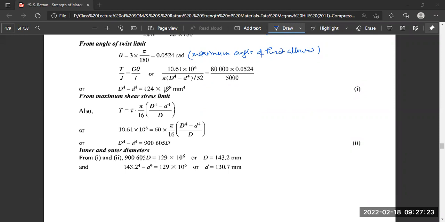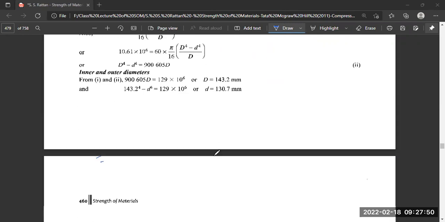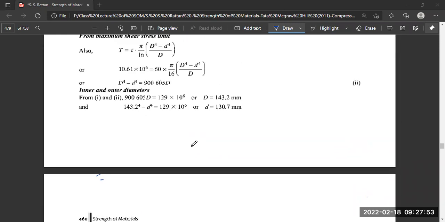900,605 D is equal to 124 into 10 to the power 6. It is wrongly written, actually it will be 124 into 10 to the power 6. So here, capital D is equal to 143.2 millimeter. That is the outside diameter. And you put it in this equation, capital D is equal to 143.2, D to the power 4 minus small d to the power 4 is equal to 124 into 10 to the power 6, or small d is equal to 130.7 millimeter. Thus, we got both the small and capital D.